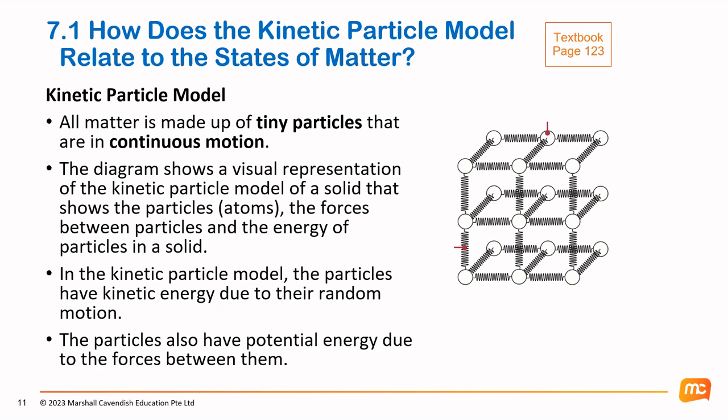So in our model, our particles, because they are randomly moving around, have some form of kinetic energy. We've learned about kinetic energy in Sec 2, so this is the same idea. And because of the springs, due to these forces between them, the particles also have some form of potential energy.